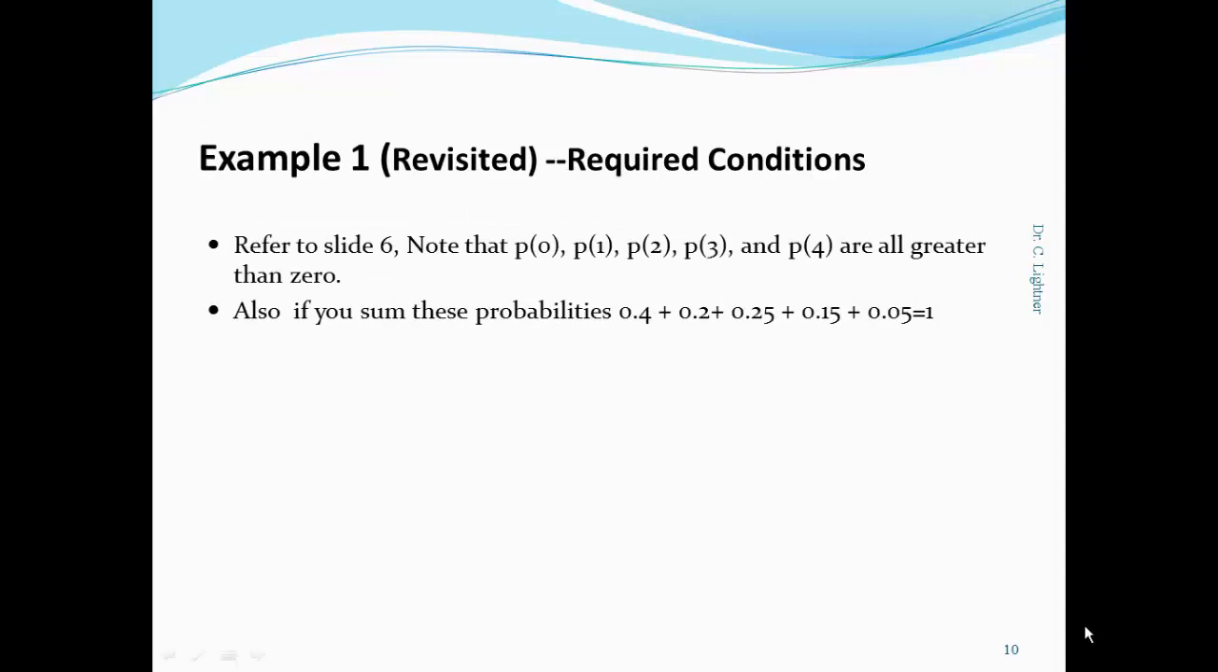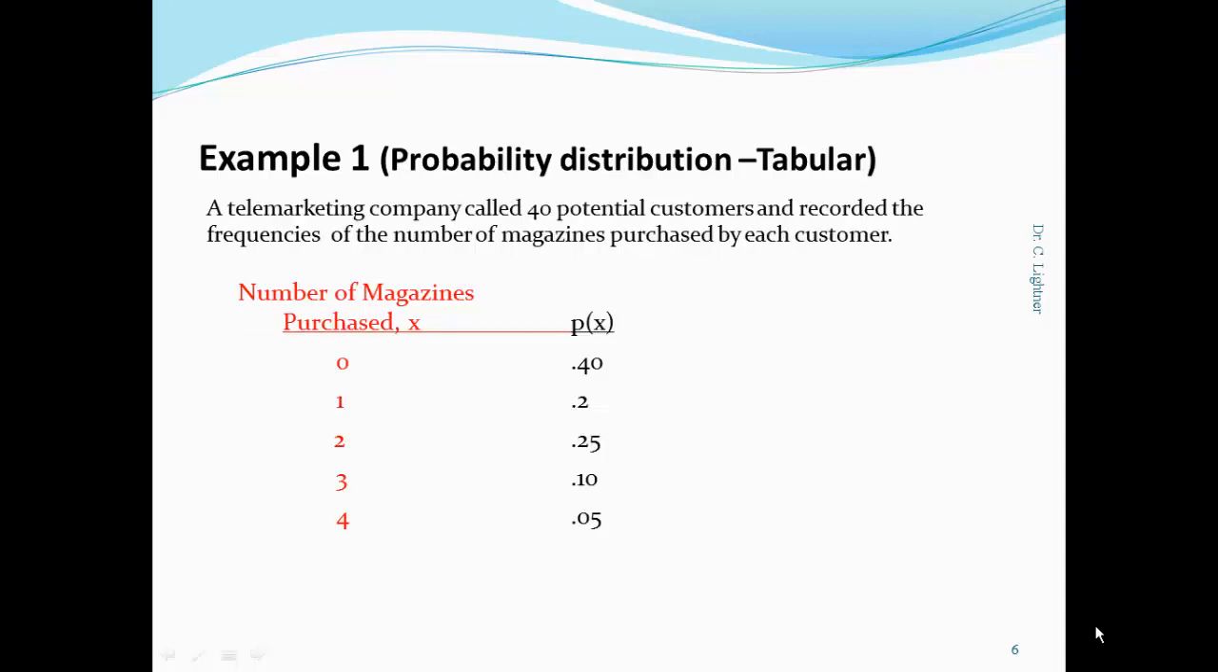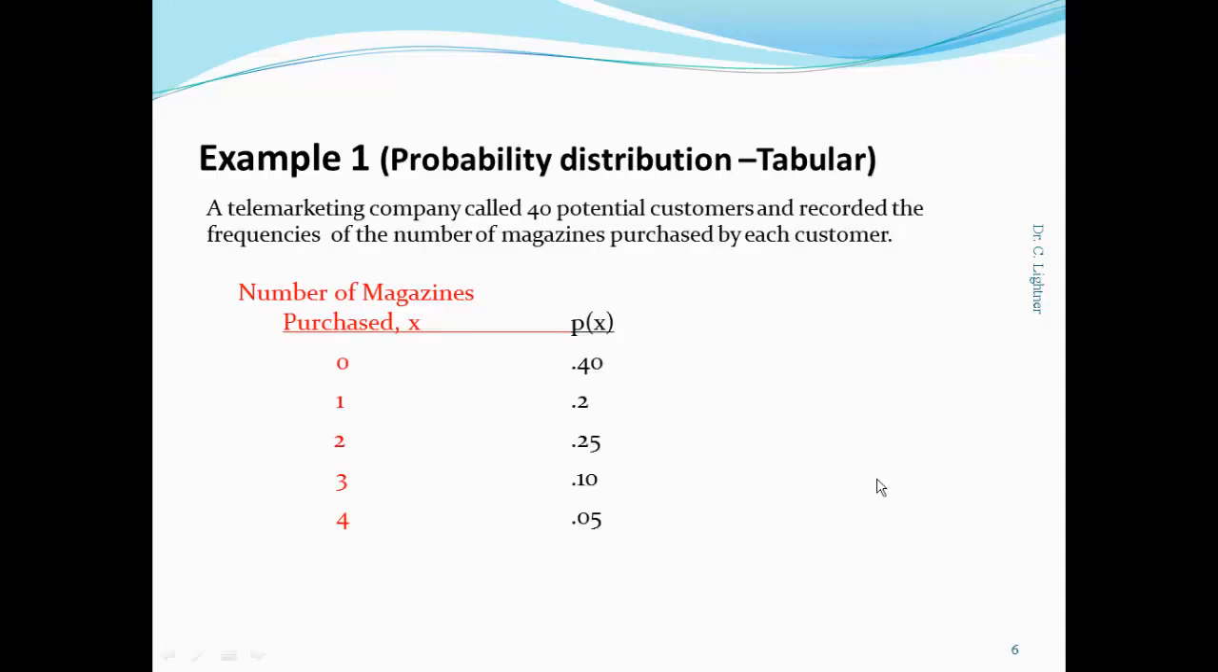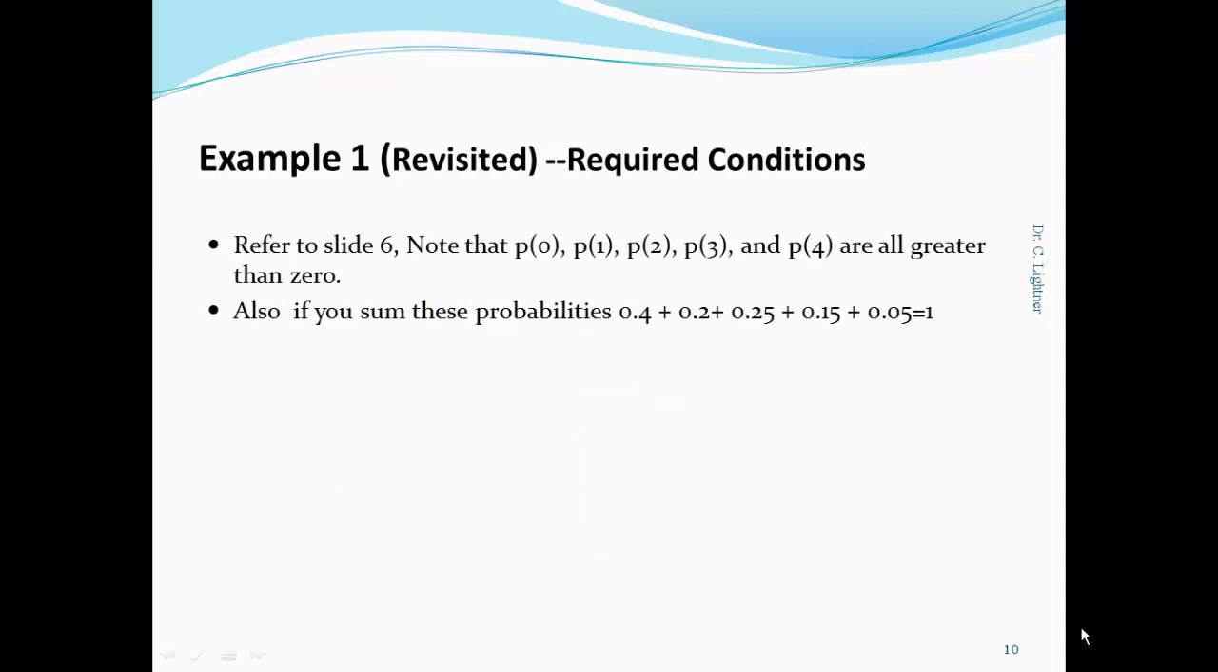Let's revisit example 1. We should first note that all of these probability values are greater than or equal to 0. Next, if you sum all of the probability values, you will see that they sum to 1. Therefore, example 1 is a valid probability distribution function.